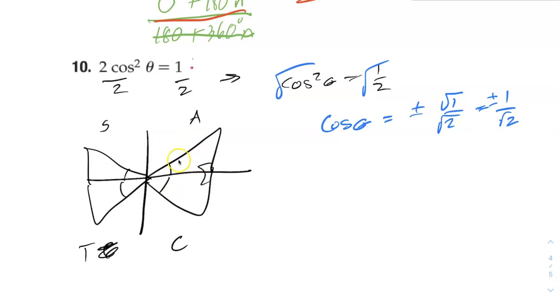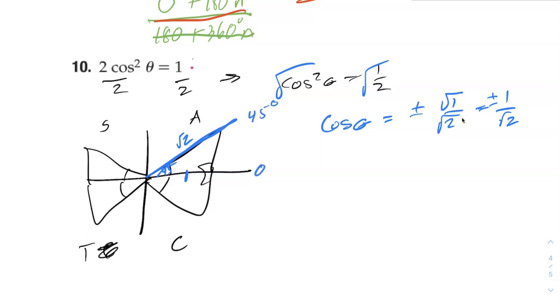Now, here's a shortcut. Anytime you see rad 2, dead giveaway, 45-degree angle. Only triangle that has a rad 2 in the special triangles we know is a 45-degree triangle. So you do cosine 1 over rad 2, but that's a dead giveaway. It's a 45-degree triangle. So this is 45.